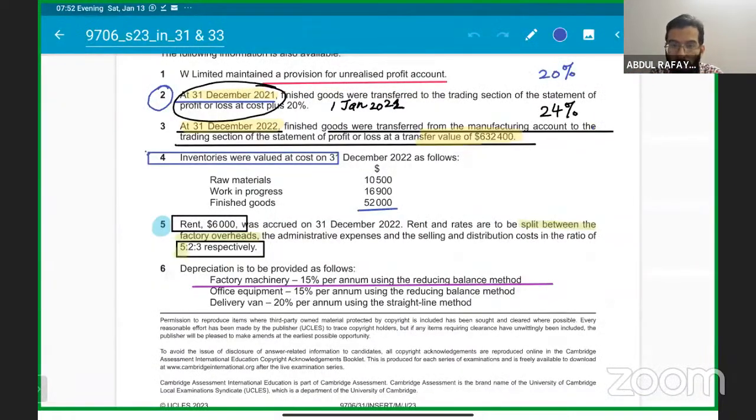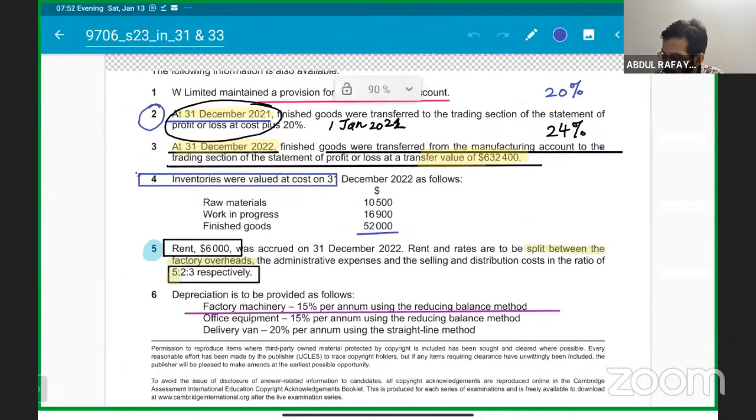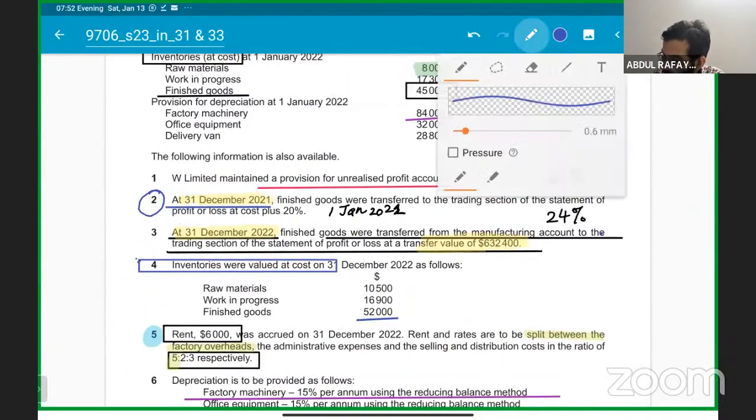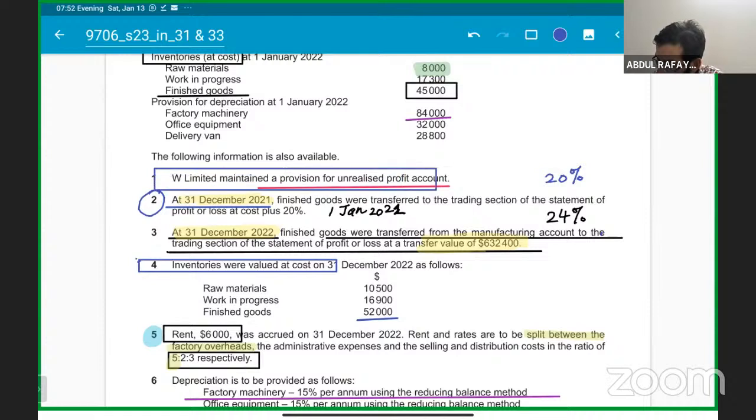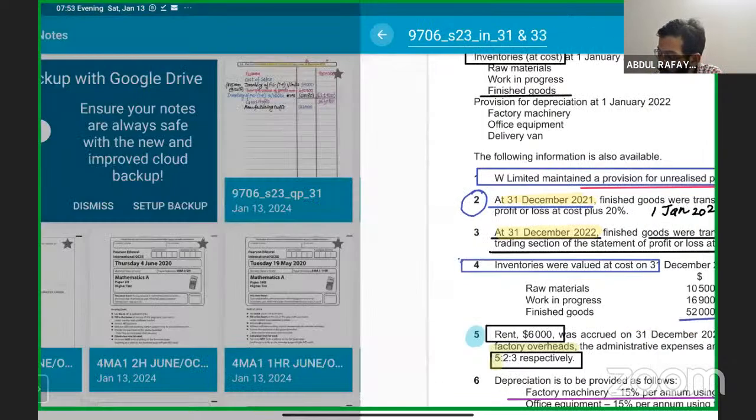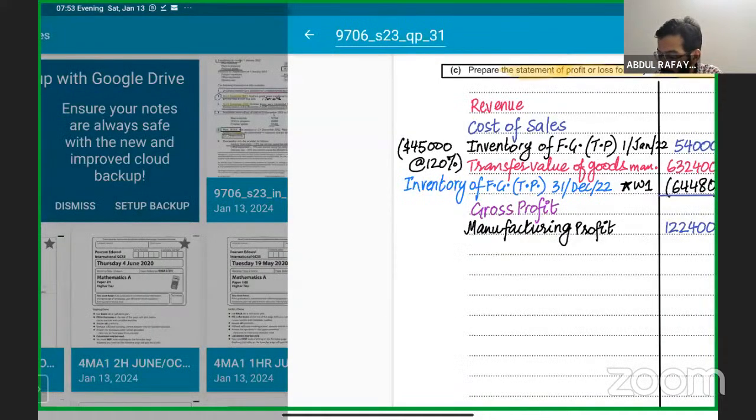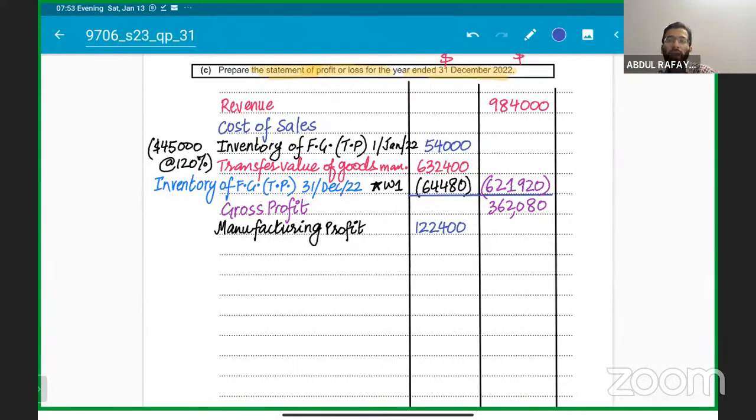And you will have to make the adjustment now. Because of this information, W Limited maintains a provision for unrealized profit account. That is what we need to maintain. We need to remove or add here the unrealized profit balance. Okay, everyone getting it? Guys, with me following?